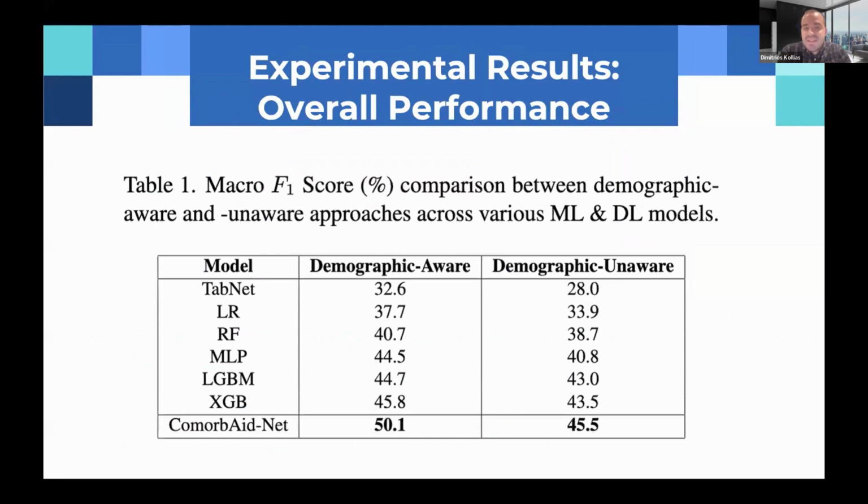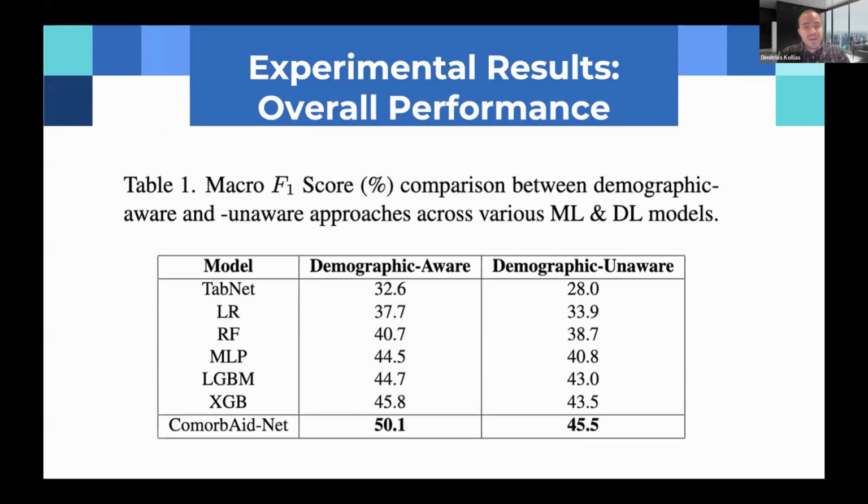So here, let me present you some results. Generally, we have a lot of different results and a lot of analysis that I will present to you. First of all, we compare the performance of the Comorbidity, the proposed network by us, in terms of the demographic aware approach. That means that the model was taking as input both the 30 lab tests and also the demographics and the social features.